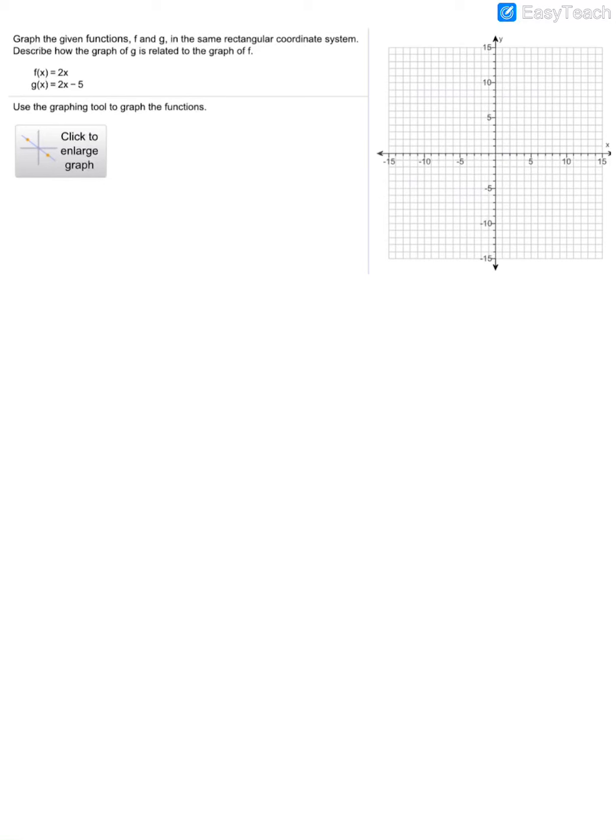We are being asked to graph the given functions f and g in the same rectangular coordinate system, and then we're going to describe how the graph of g is related to the graph of f. So I want to first start with the graph for f of x, and they tell me f of x is equal to 2x.